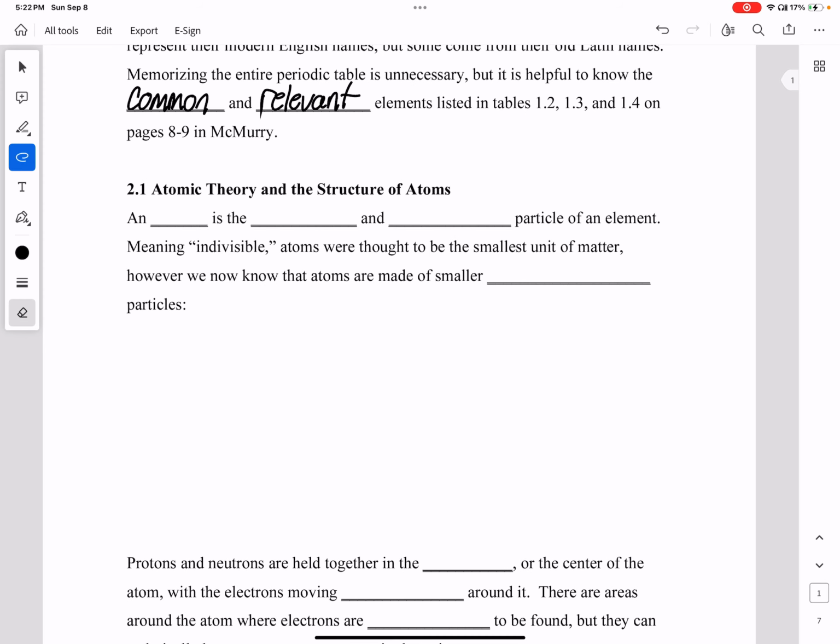So, atomic theory and the structure of atoms. An atom is the smallest and simplest particle of an element. The word means indivisible. It was originally thought to be the smallest unit of matter, but now we know that atoms are made of smaller subatomic particles.